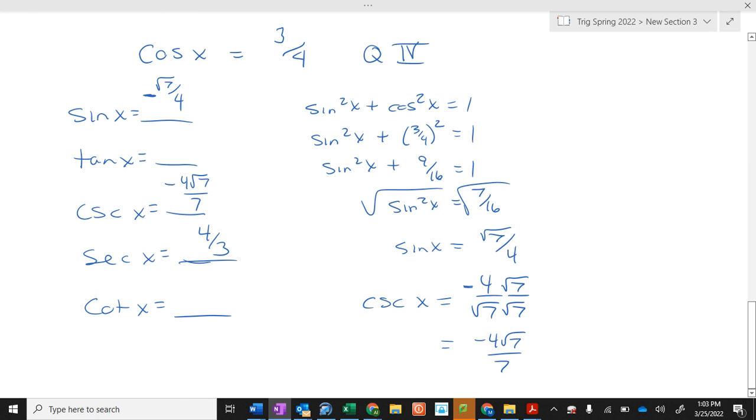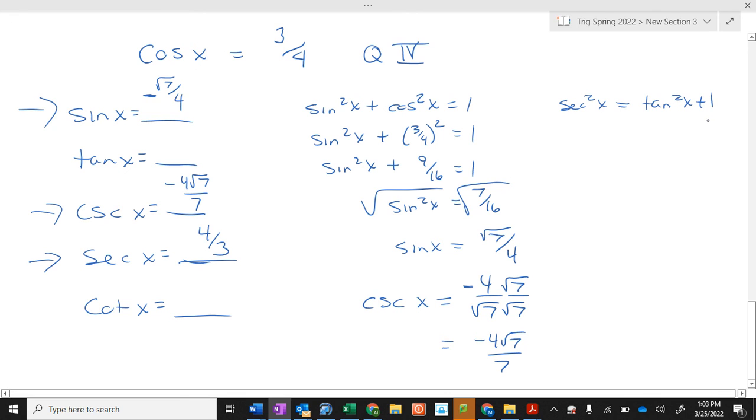Okay. What's my next one that I'm going to find? Either tangent or cotangent, right? Secant is kind of a nice number here. 4/3. A lot prettier than that bad boy, right? And prettier than that one. So why don't I use my secant? What Pythagorean identity is my secant one? Secant squared of x equals tangent squared of x plus 1. So what's my secant? Well, it's 4/3. 4/3 squared equals tangent squared of x plus 1. What's 4/3 squared?